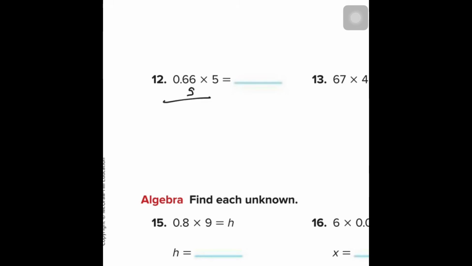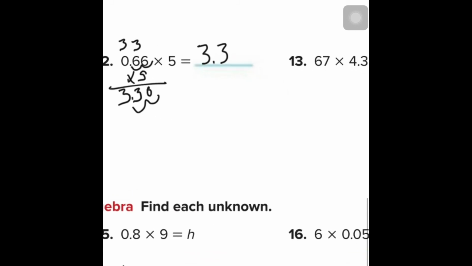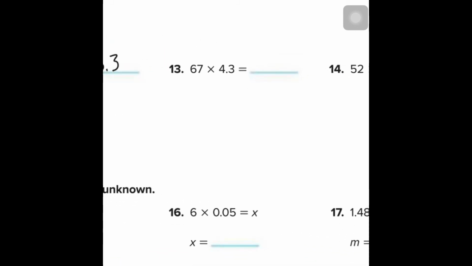Number 12. Bring the 5 right here. 5 times 6 is 30. Drop the 0, bring the 3 up. 5 times 6 is 30 plus 3 is 33. 5 times 0 is 0. Drop the 3. And I'm going to go over 2 decimal spots, 2 place value spots. So my answer is 3.33. Remember, I don't have to add extra 0 because it's just a placeholder. 67 times 4.3. Now, it doesn't matter which one you put on top and which one you put on bottom.